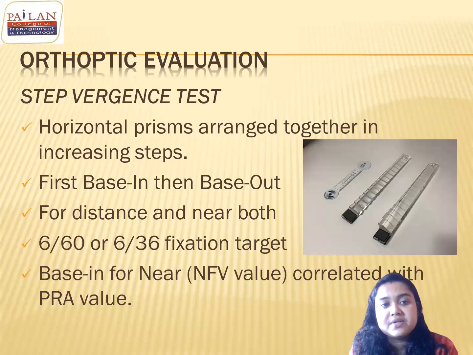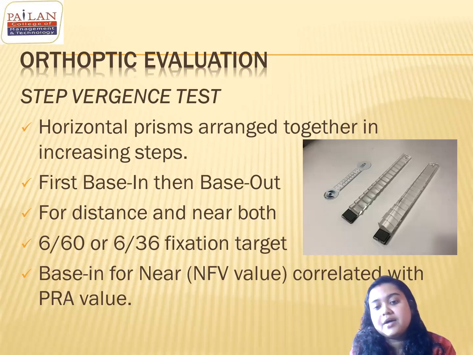These vertical prisms are used in cases where the patient has any vertical squint. These are the horizontal prisms, right? You can see, from a very small amount it comes to a higher amount, so it is increasing. You can see the base of the prism is larger in the last one. That means the prism strength is increasing in steps.